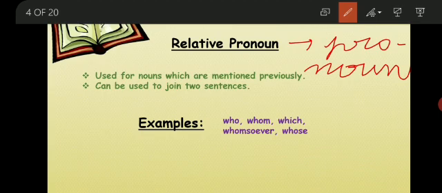Relative pronouns are used for nouns which are mentioned previously. It means in a sentence, for a noun that is mentioned previously, we use a relative pronoun instead of mentioning the noun again and again. Relative pronouns are also used to join two sentences. It means in two sentences, if we have the same noun, then we will write the noun one time and the other time we will use a relative pronoun for it.